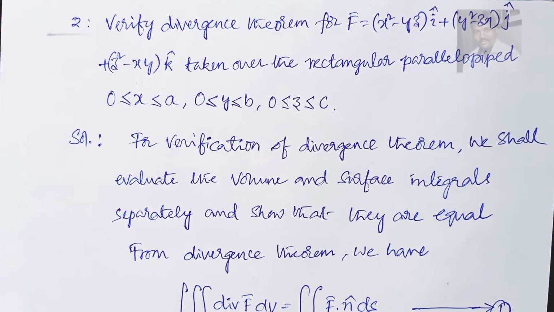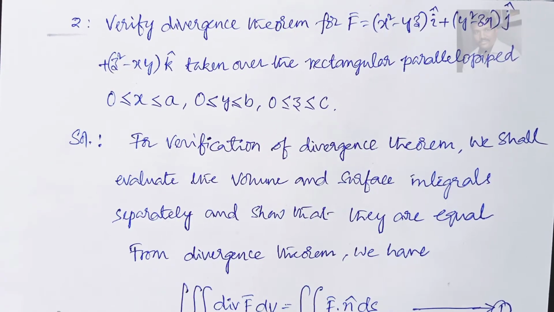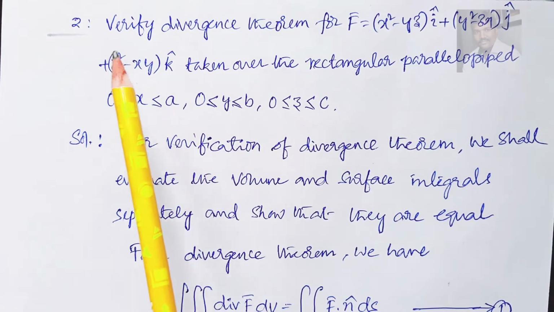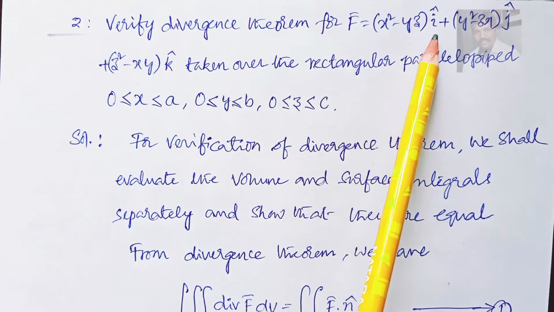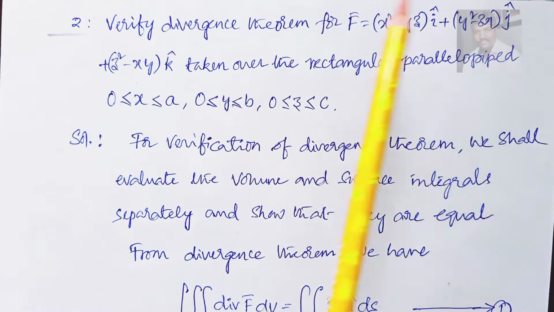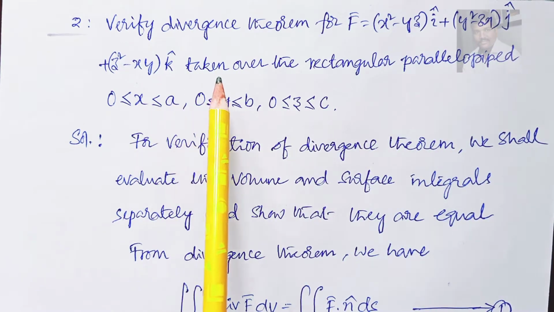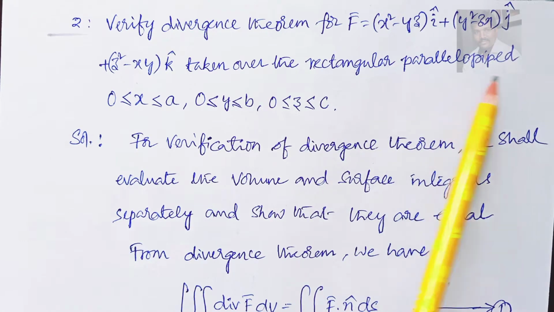Hi students, let us do another problem on the divergence theorem. Here the verification. Verify divergence theorem for F bar is equal to (x square minus yz) i cap plus (y square minus zx) j cap plus (z square minus xy) k cap, taken over the rectangular parallelepiped.